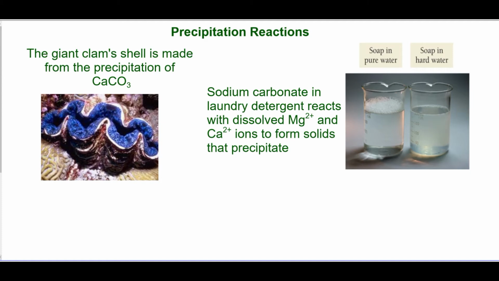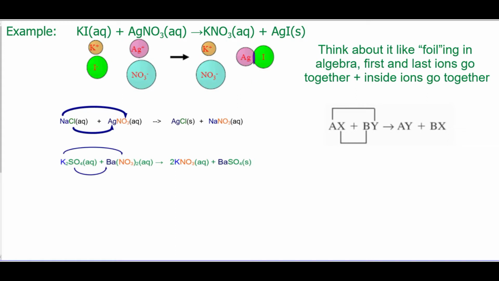Some examples of precipitation reactions are clamshells. That's the precipitation of calcium carbonate. Hard water contains magnesium and calcium ions, and laundry detergents include sodium carbonate, which reacts with those dissolved ions and forms precipitates, and it takes it out of the solution for us. Let's take a look at how this happens.